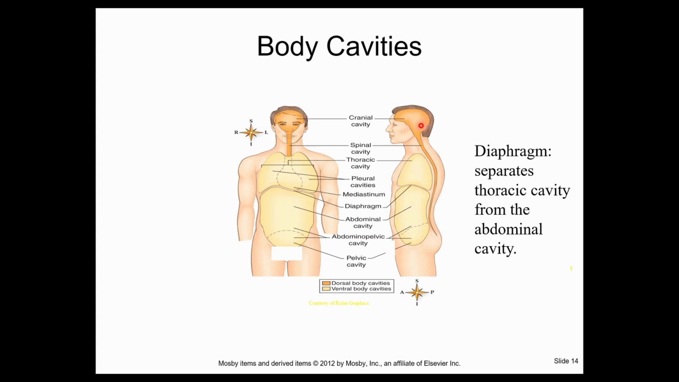So the cranial cavity contains what? The brain. And the spinal cavity contains what? The spinal cord. Okay? Spinal cord.